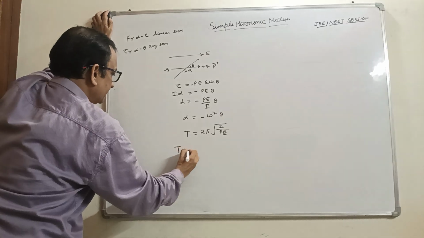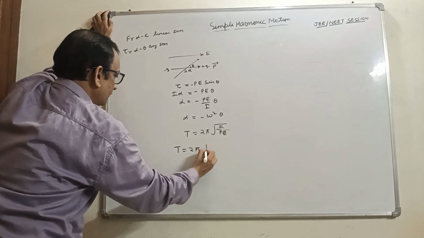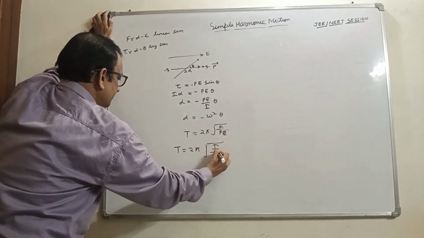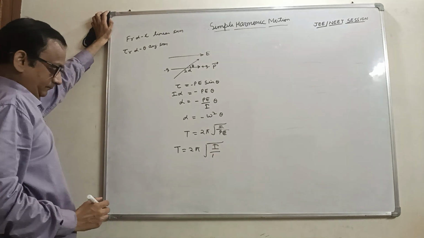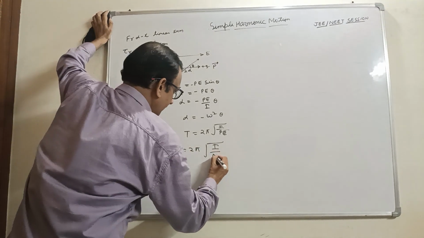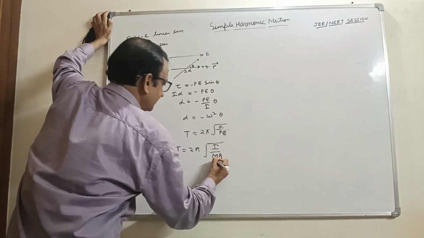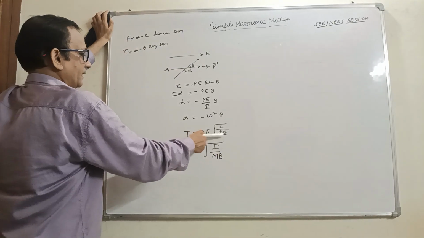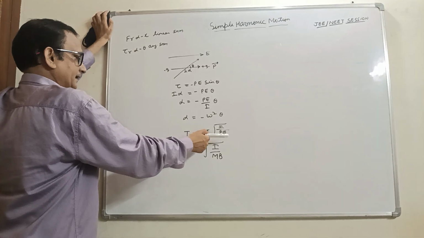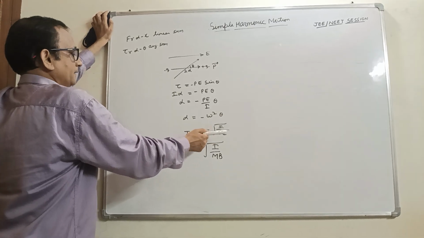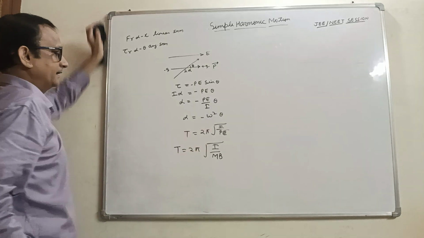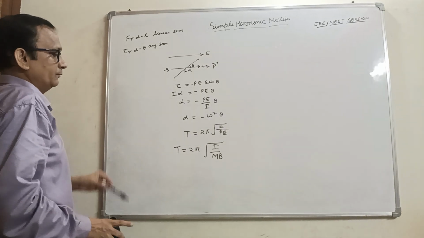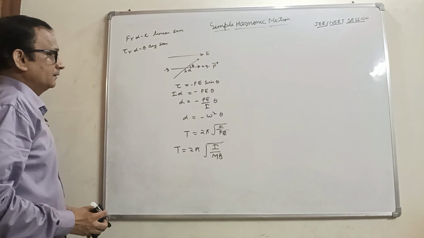Similarly, for a magnetic dipole, it will be I by MB, where M is the magnetic moment and B is the magnetic field. For the electric dipole, it would be I by PE. For the magnetic dipole, it would be I by MB.